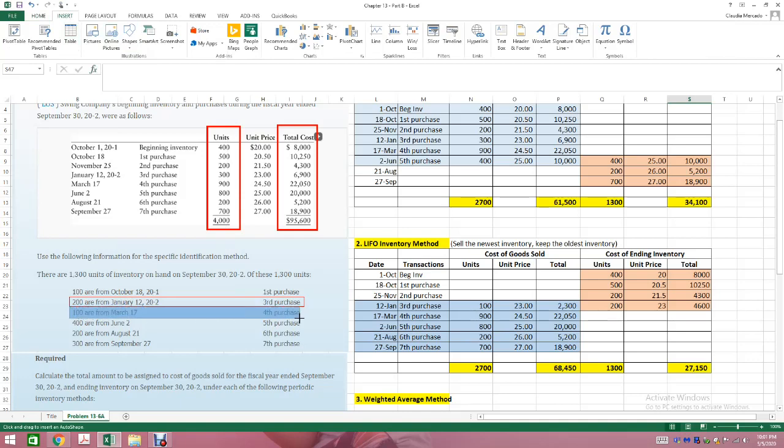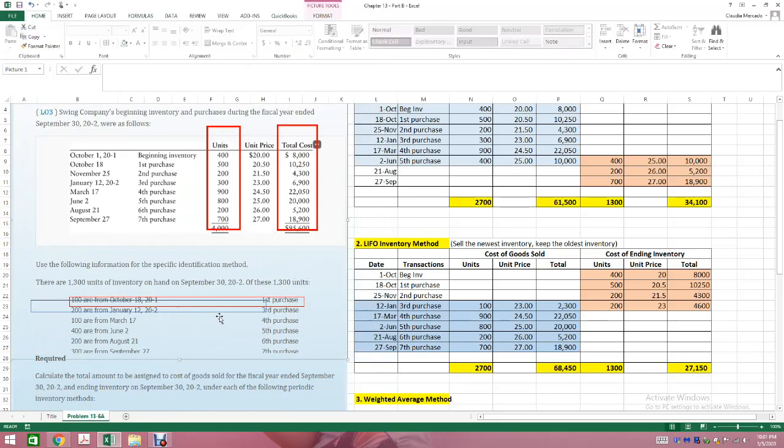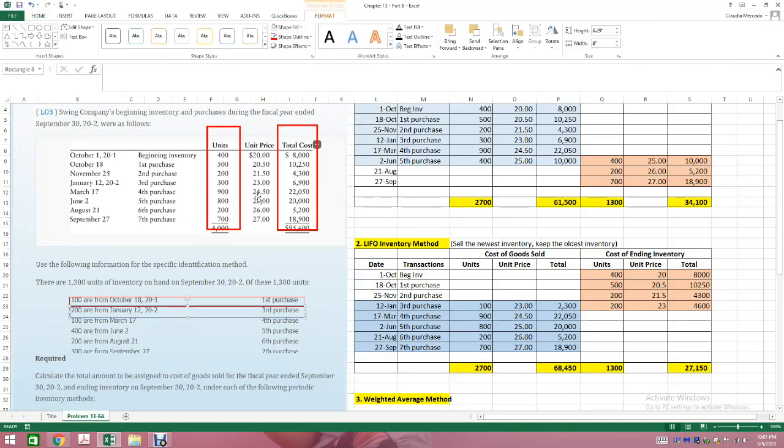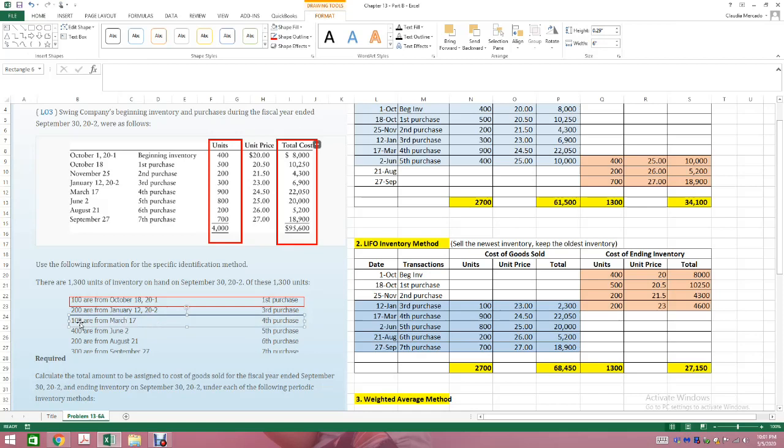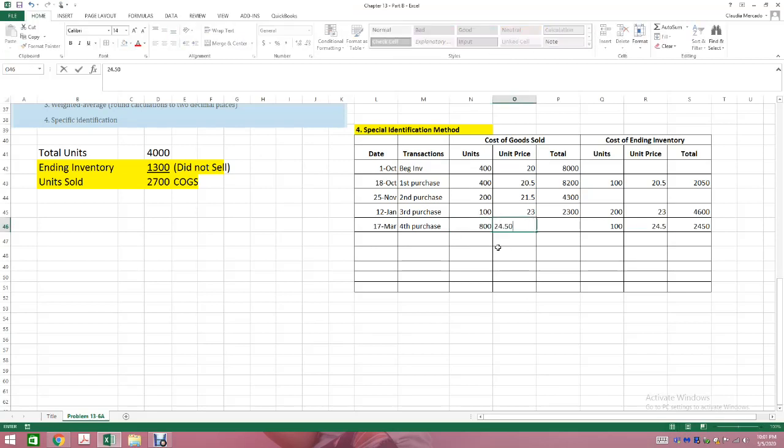Right there. And that's going to give me 800 for the ones that I did. I'm sorry, let me move this. Where's my right book? Okay, so I had 900 units. For my fourth purchase, I did not sell 100 of them. So that means 900 minus 100 means I sold 800 units. Those 800 units that I did sell were at $24.50, and that's $19,600.